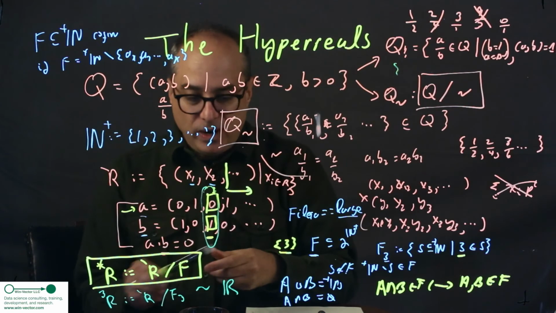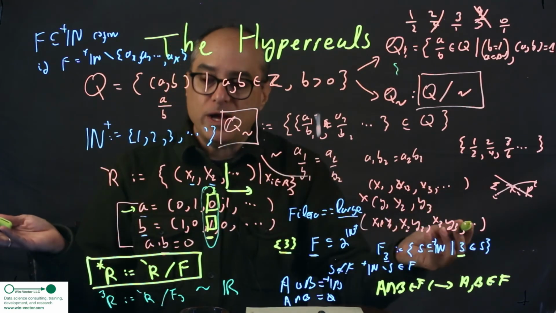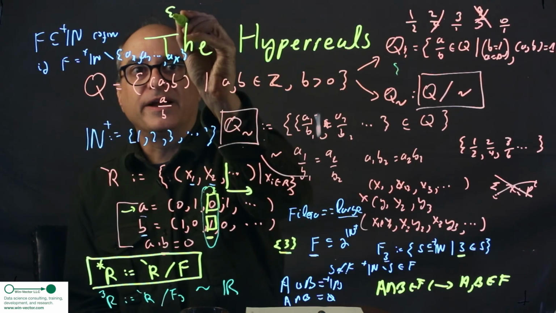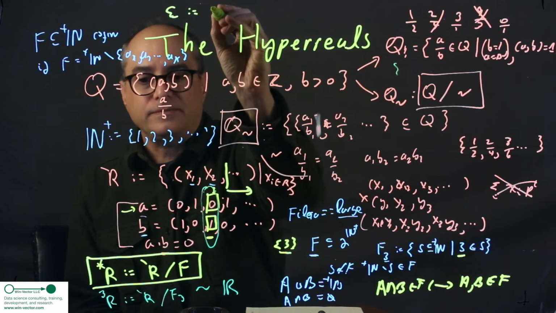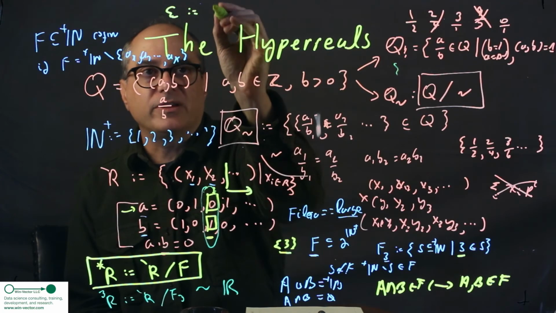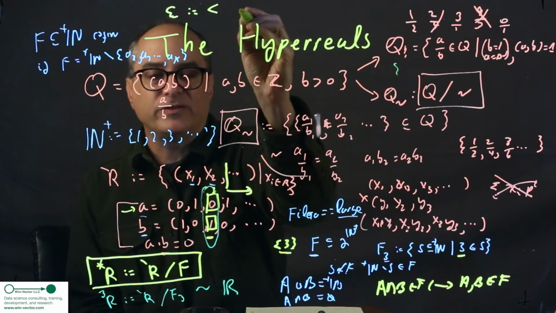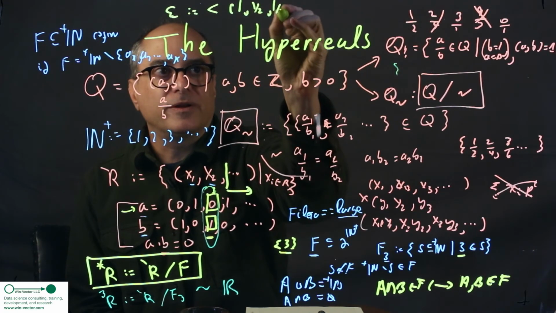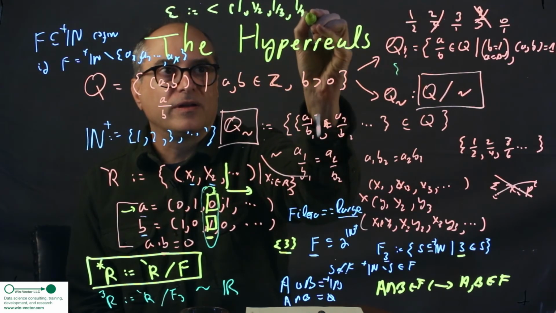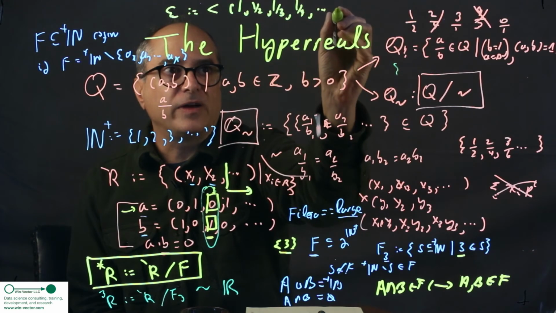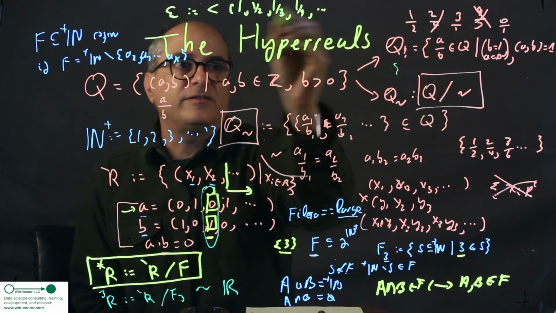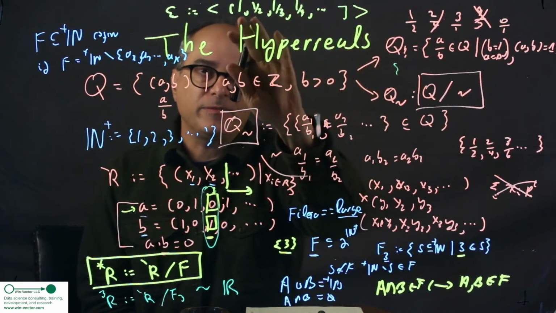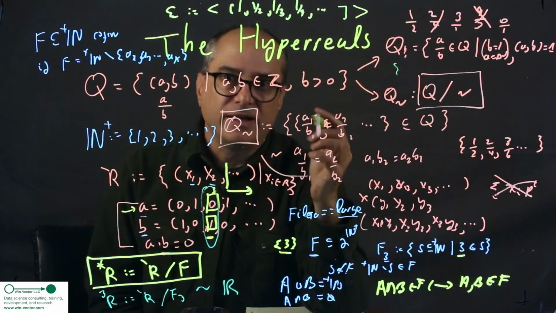Now, what we wanted from all of this is a new number. And our new number is epsilon. It's the equivalence class, but I'm going to leave out the word class. I'll just say this is the equivalence class, and it's 1, 1/2, 1/3, 1/4, ... So epsilon is the equivalence class generated by this sequence, where the ith position is 1 over i.